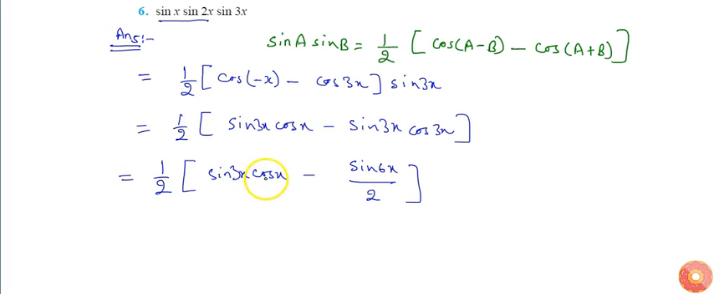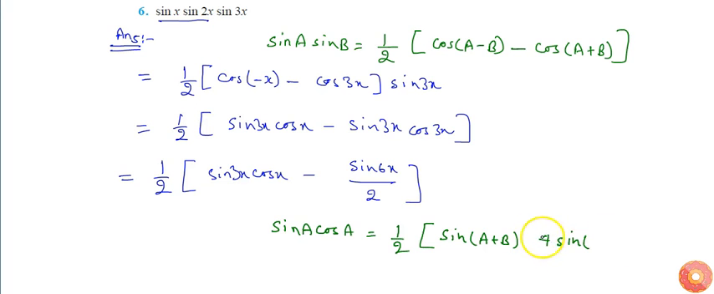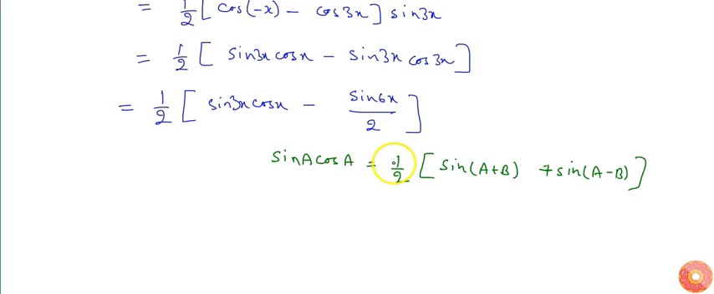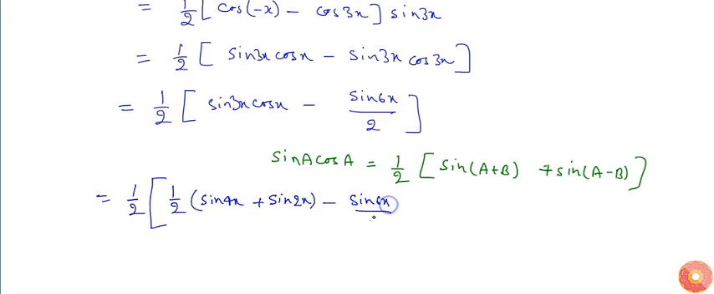Here it is sin 3x cos x. So I know that sin A cos B equals 1 by 2 sin A plus B plus sin A minus B. So if I use the formula to change this expression, I'll get 1 by 2 sin A plus B, 3x plus x, sin 4x, plus sin A minus B, which is 3x minus x, so it will be sin 2x minus sin 6x by 2.